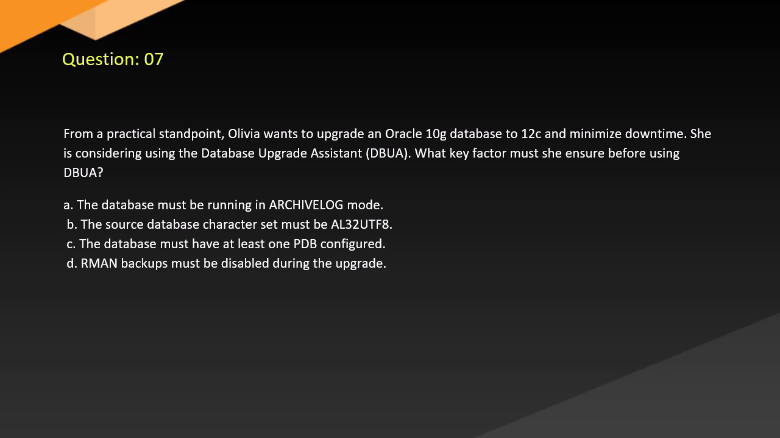A. The database must be running in archive log mode. B. The source database character set must be AL32UTF8. C. The database must have at least one PDB configured. D. RMAN backups must be disabled during the upgrade.